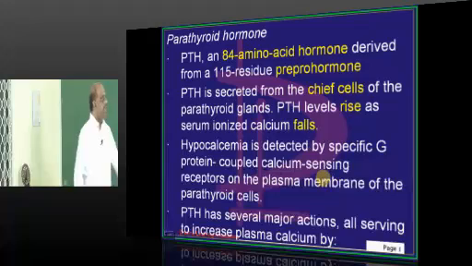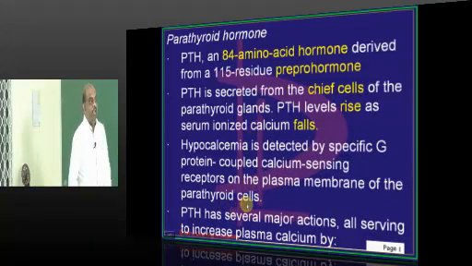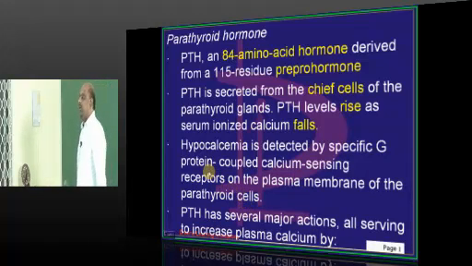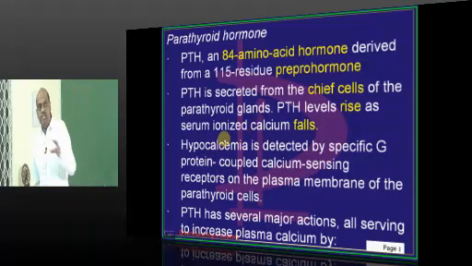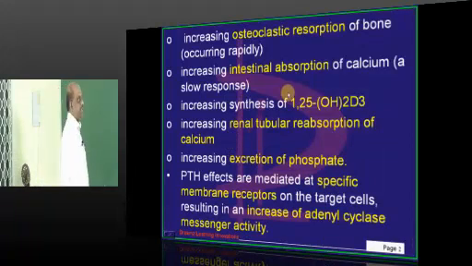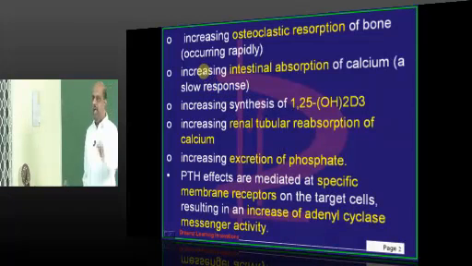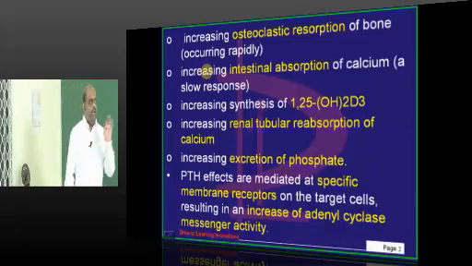It is that specific G protein coupled calcium sensing receptors on the plasma membrane of the parathyroid cells which will be able to detect constantly how much is the ionic calcium levels in our body, and accordingly the parathormone is released. So, what are the functions of parathormone? One of the favorite MCQs, any entrance you go.